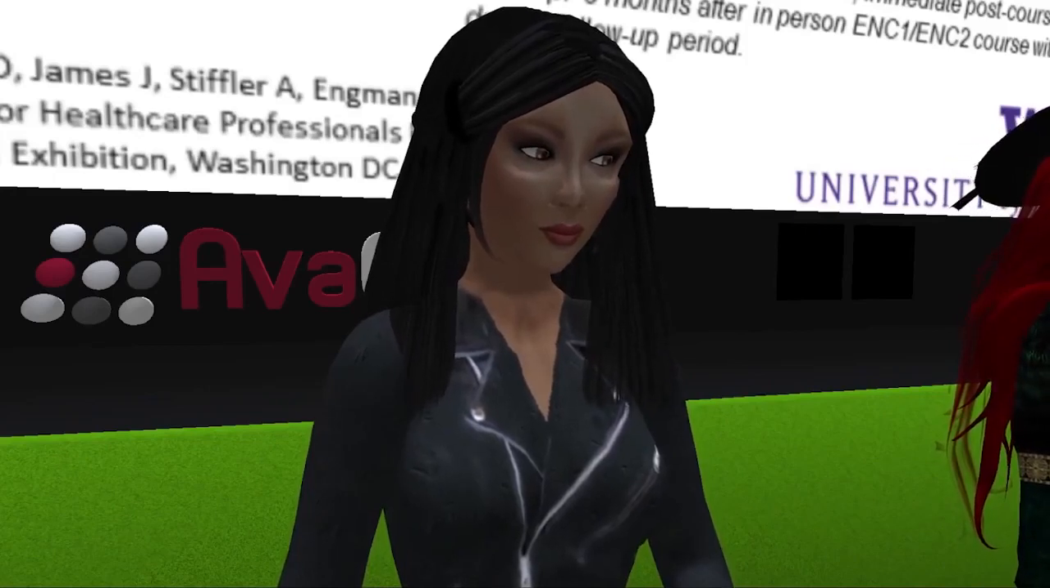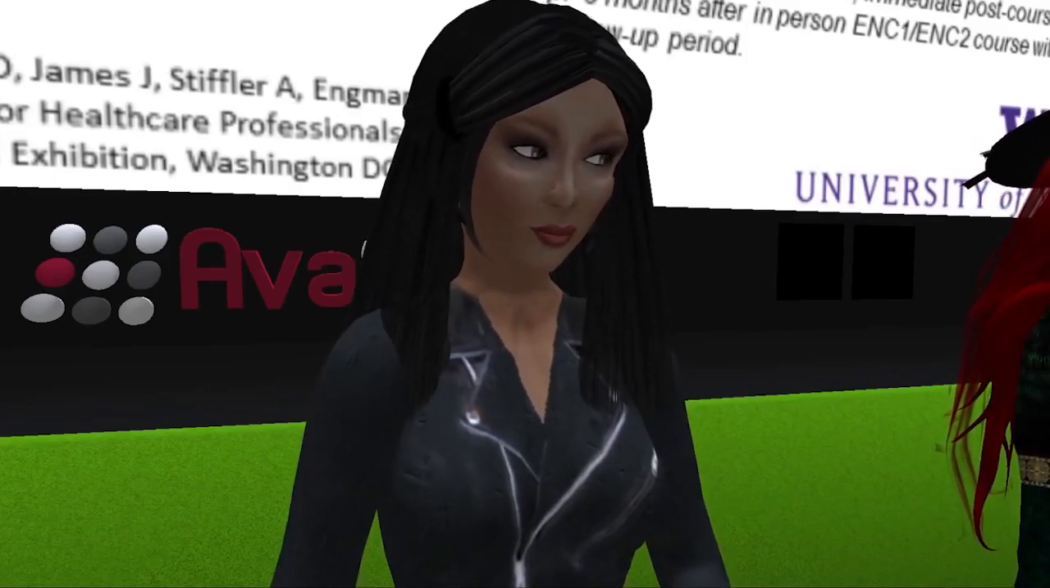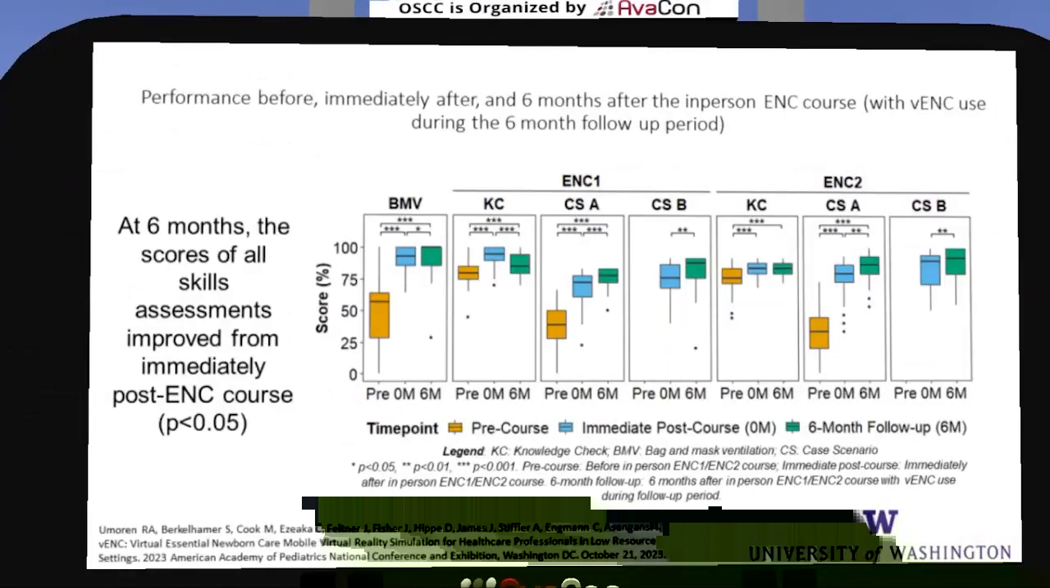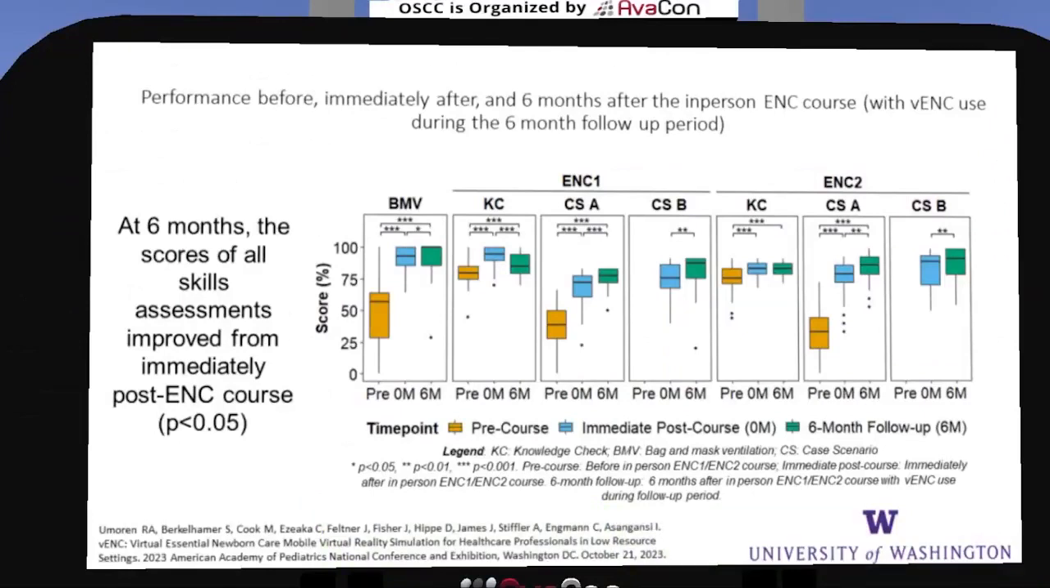And what we found was that using this application with the VR actually improved their skills from the in-person class baseline. So their skills were at a low level to start with. They got better after the class, and then they improved subsequently with using the virtual ENC.